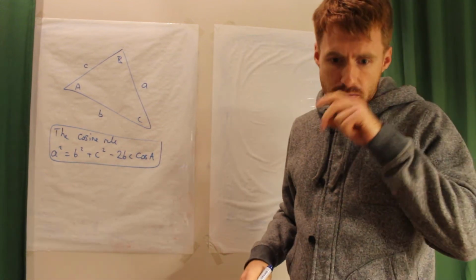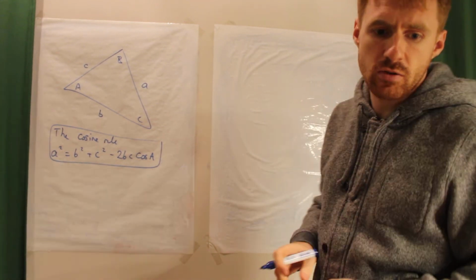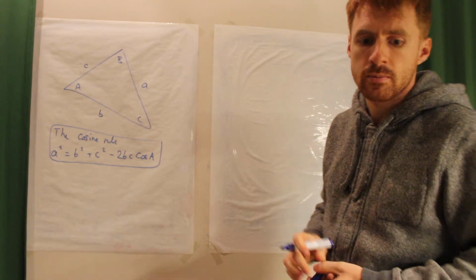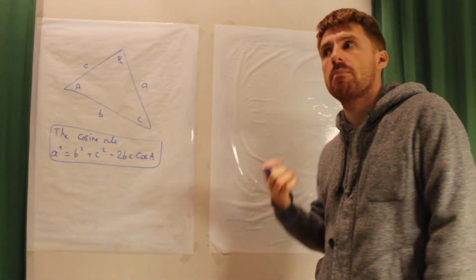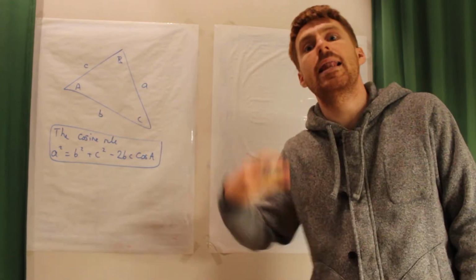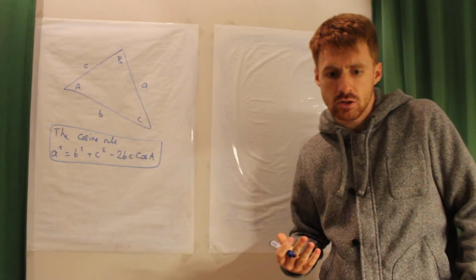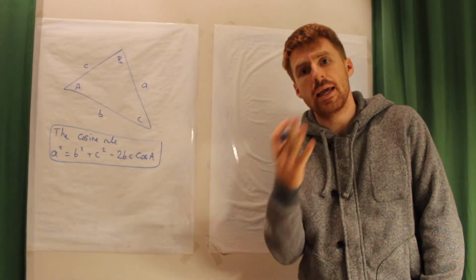Okay, so let's have a go. We're going to, first of all, have a go of using the cosine rule to find a missing side. Then after that, I'm going to use it to find a missing angle, and then I'm going to mention some challenges that you can get later on using the cosine rule. So this starts off quite straightforward. It gets a bit harder.